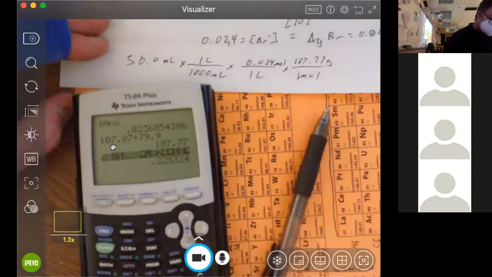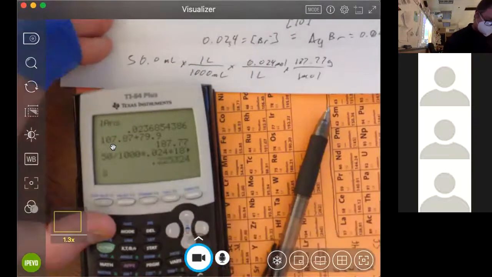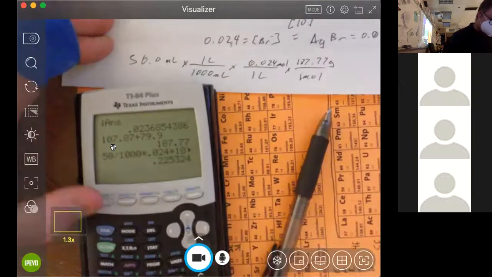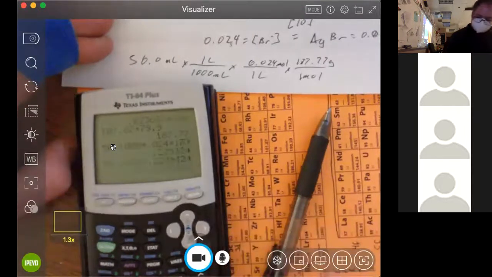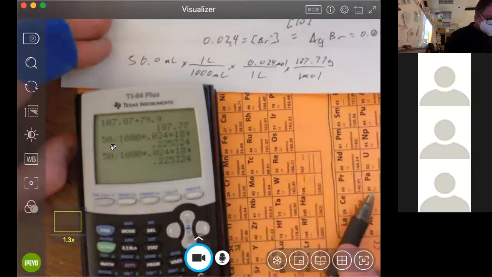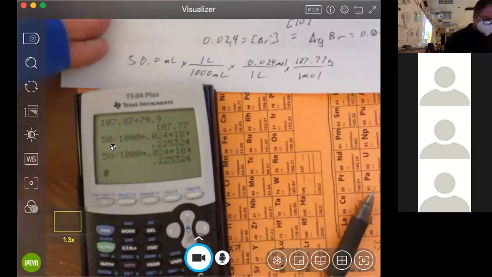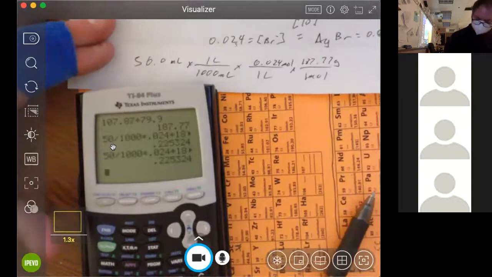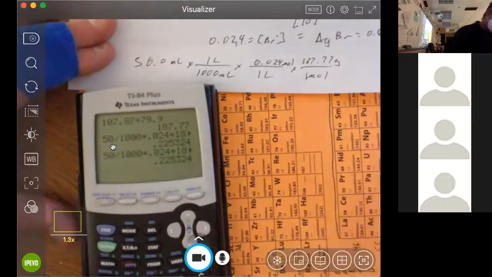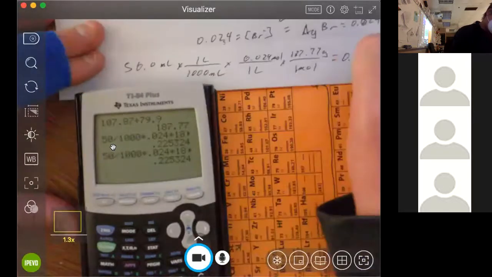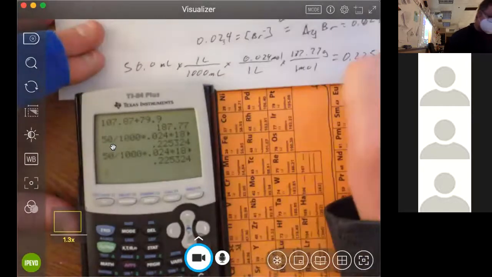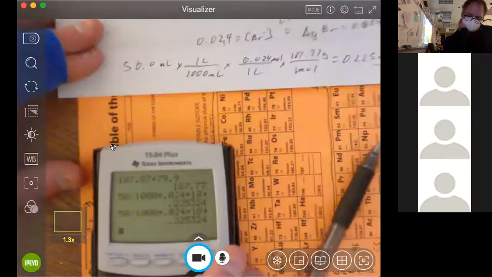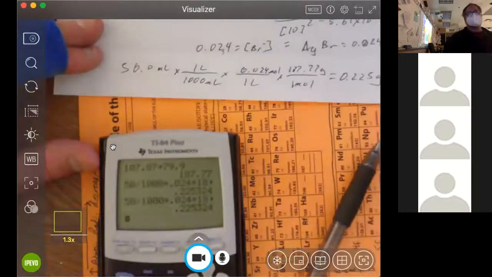How do I look at that again? I'm trying to do that right. Yep. We get 0.22532. And that's grams. Questions there?